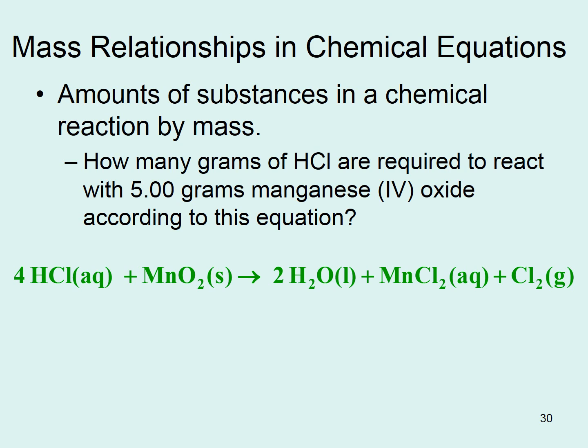We can say 4 moles of HCl is equivalent to 1 mole of MnO2. They react in a 4-to-1 ratio. Or we could say 4 moles of HCl is equivalent to 2 moles of water. So we know that if we react 4 moles of HCl, we will make 2 moles of water. That's a mole to mole ratio.